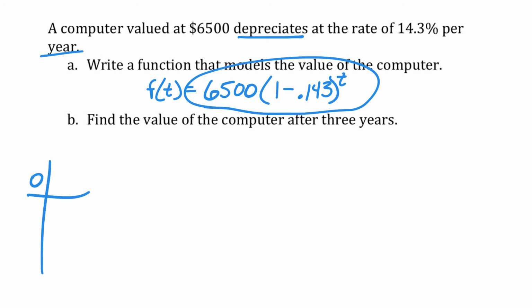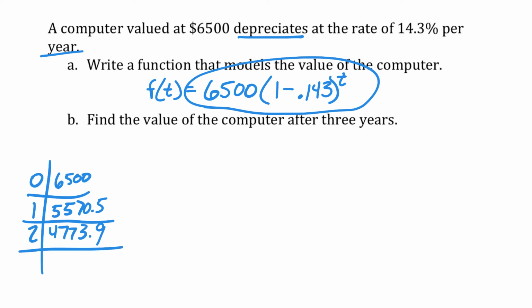0 equals 6,500. 1 is 5570.5. 2 is 4773.9. And then the one we're looking for is the third year, or at least we think we are, 4091 and 20 cents. So here's how I say it in my head.